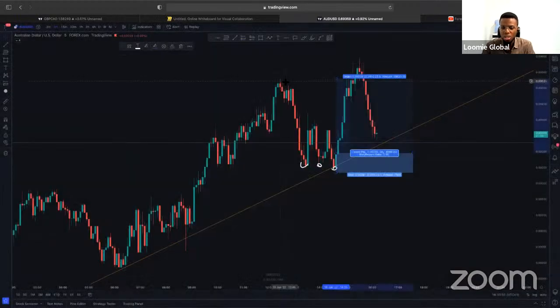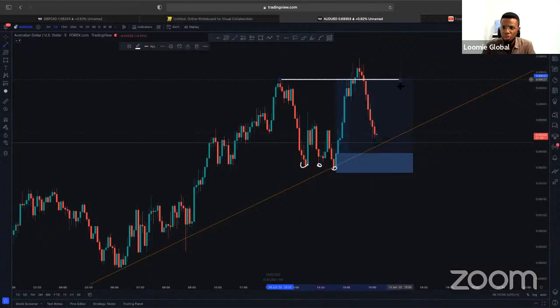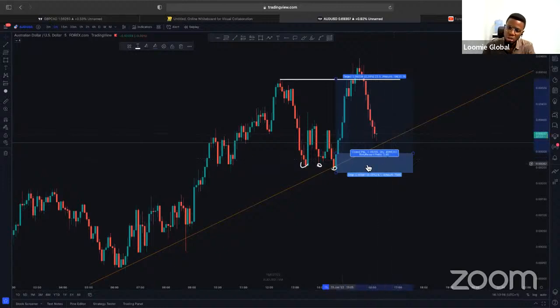I'm not expecting to catch the entire move. I'll just set my take profit at this high right here. And already this is a 1 to 3.8. So it means if I risk $100 on this trade, I'll be making about $385 on this trade. This 3.85, this is the risk to reward, right? So these are some basic concepts that a person can use to take entries.